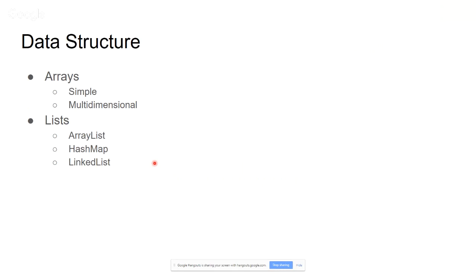So first, we're gonna talk about data structure. In lesson 3, we're gonna learn about two types of data structure: arrays and lists. Basically, in arrays, we have two subtypes, which are simple and multidimensional arrays. And on the other hand, in lists, we have array list, hash maps, and linked list. So we're gonna first start with arrays.